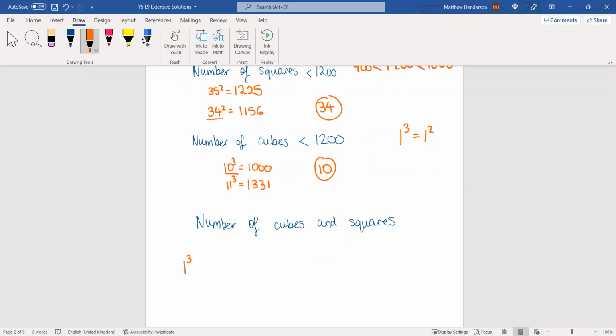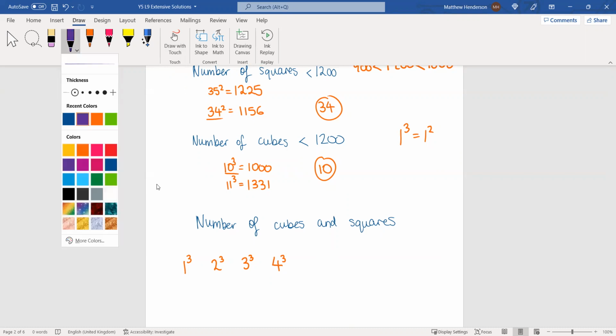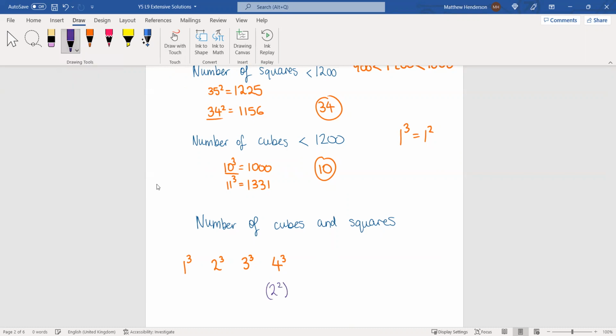So we'll ignore 1 for the moment, and move on to 2 cubed. 2 cubed has an odd power, so that cannot be a square number. 3 cubed, again, has an odd power, but 4 cubed seems like it has an odd power, but I can break that 4 into 2 squared. Now, 2 squared to the power of 3, I'm using brackets here to make sure we're putting the whole 2 squared to the power of 3.